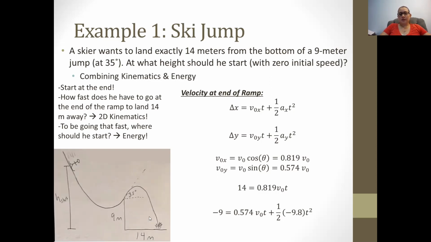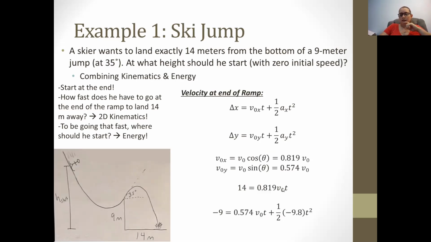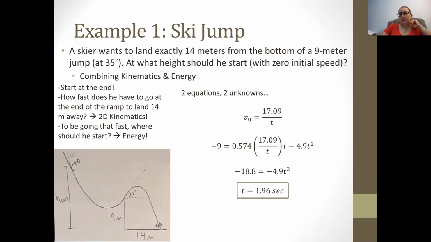In our y direction, he is going to be falling down 9 meters. So our change in height is -9. Right, v0y we found from our angle to be 0.574 times v0 times t. And in this case, in the y direction, we do have an acceleration. That's the acceleration due to gravity, -9.8. Remember, negative because it's pulling down. Okay. So we have those two equations, which you can see they both relate to v0 and to t. So now we have kind of two linking variables between the two.